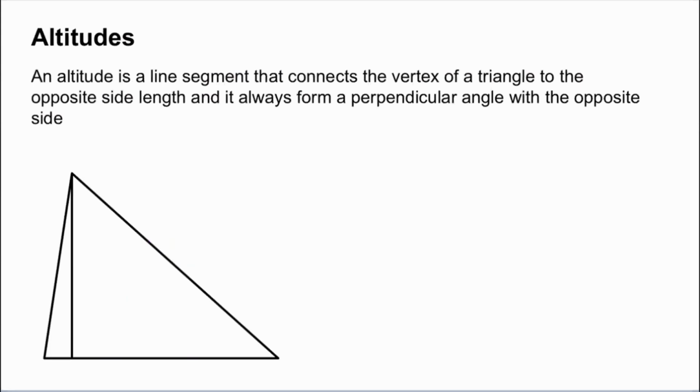Now for the altitude. An altitude is a line segment that connects the vertex of a triangle to the opposite side length, and it always forms a perpendicular angle with the opposite side. So this line right here will make 2 perpendicular angles here. And that's really important when you have just some triangle, because right triangles are really important and easy to work with the Pythagorean theorem and stuff like that. So it is a very useful tool to make altitudes to learn more about a triangle.